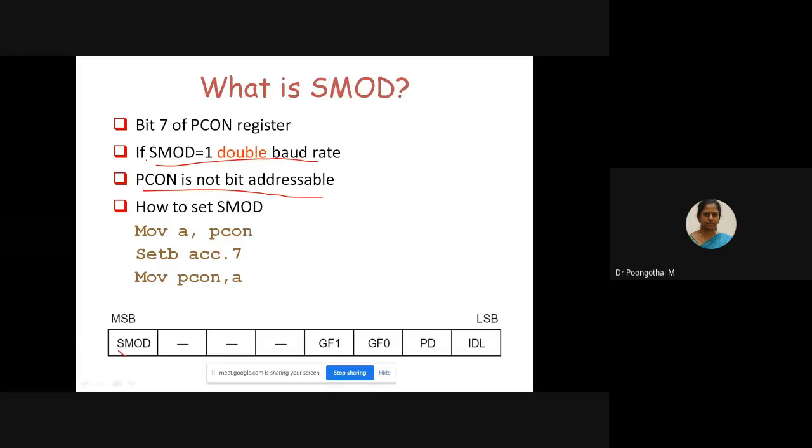So to modify this SMOD bit, we have to use these 3 instructions. Since it is not a bit addressable register, you have to move the current status of PCON to the accumulator, and set the 7th bit of the accumulator, the 7th bit meaning from D0 to D7. So make this bit 1, and move your accumulator content to PCON. So your SMOD is set to 1. These instructions must be used to set your SMOD.